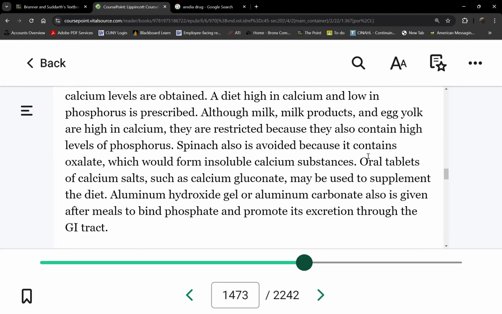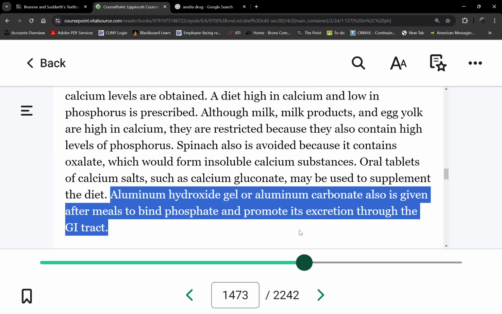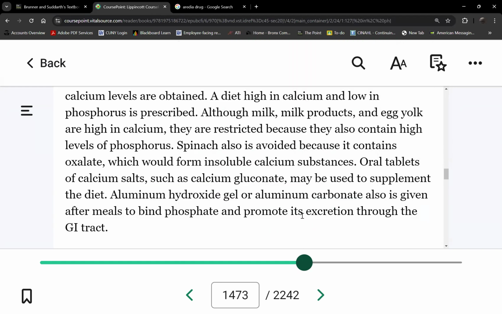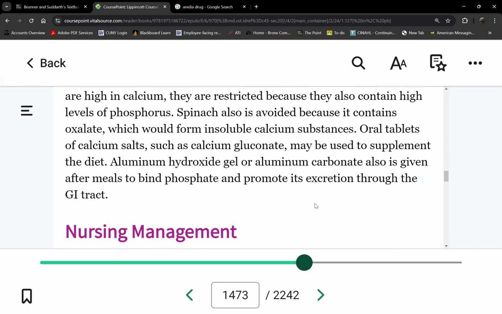All right. We can give aluminum hydroxide. What is aluminum hydroxide? It's Maalox, right? Antacid. And there's the rationale there: it helps excrete phosphorus, so you retain calcium.